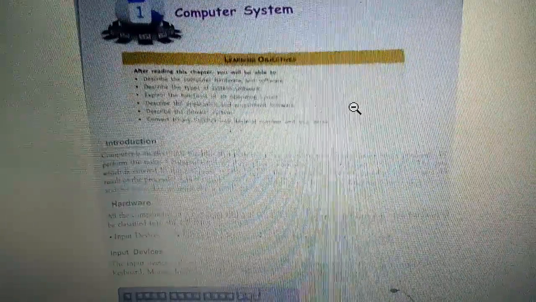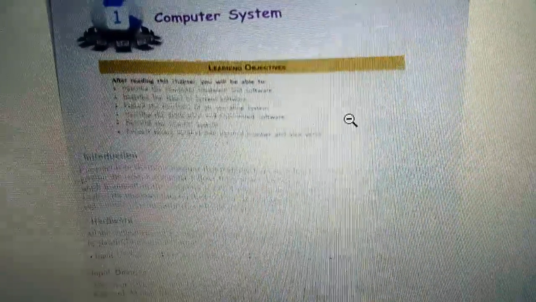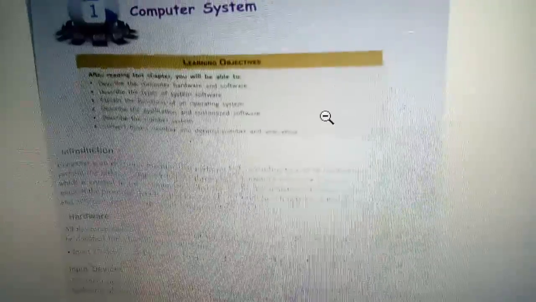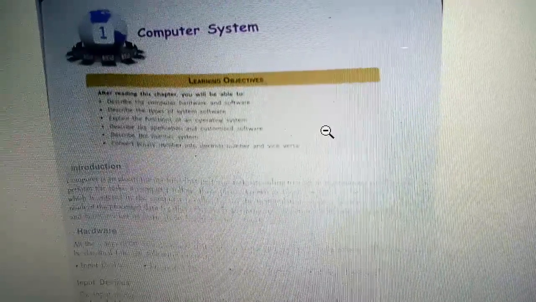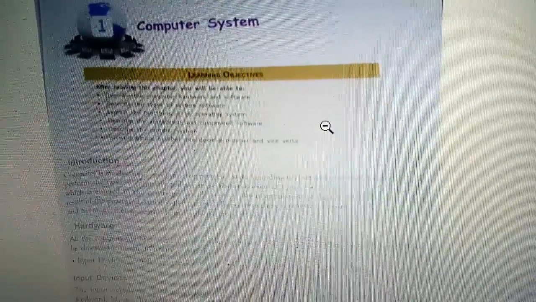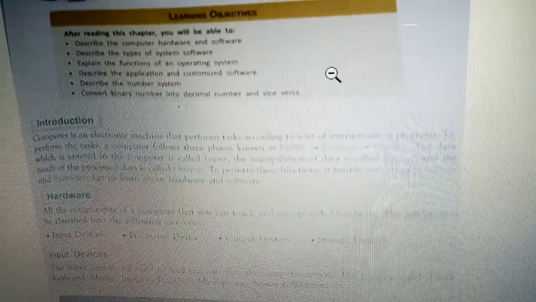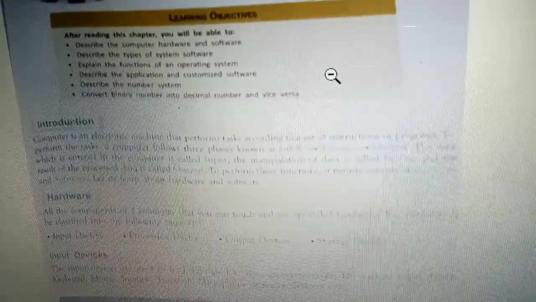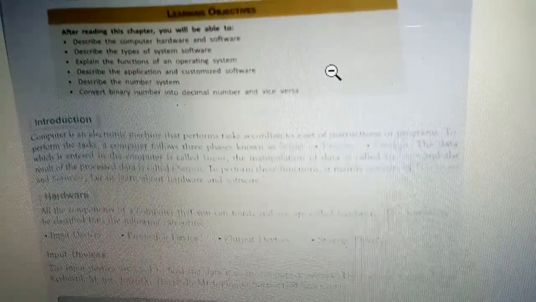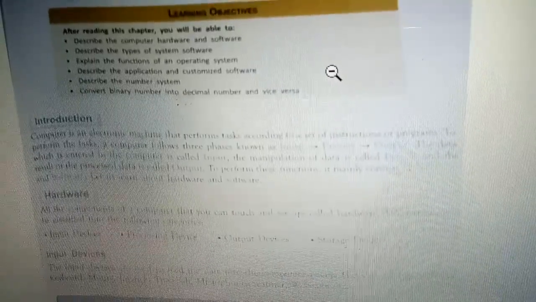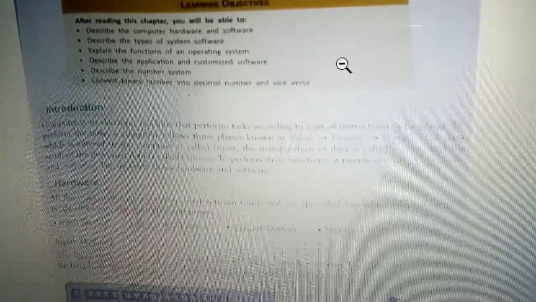So let's start with our chapter 1, that is computer system. So let's start with the introduction. A computer is an electronic device that performs tasks according to a set of instructions or program. A computer always works on whatever instructions we are giving to it.